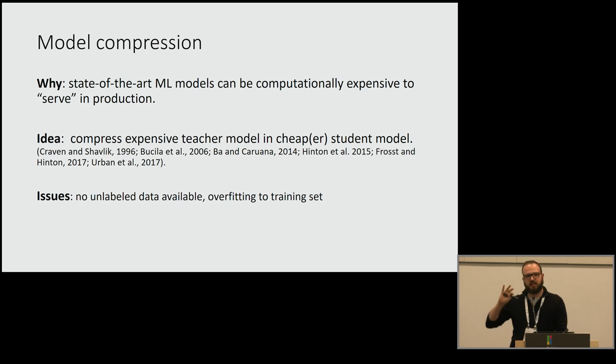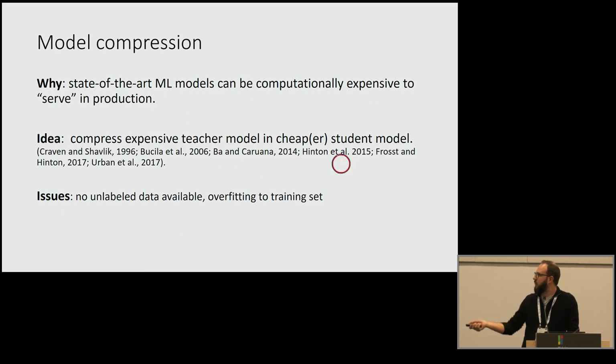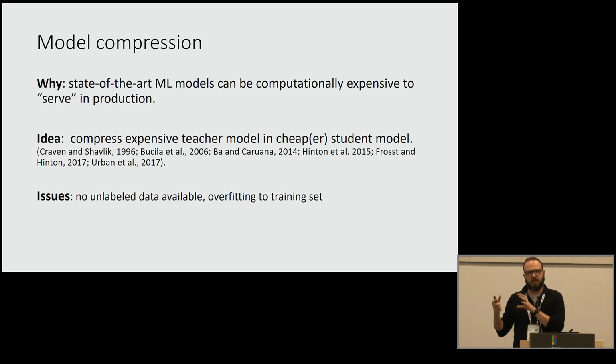Because of that, there's been a lot of research that is all mentioned here in this reference list that allows you to basically take a teacher, which is the complex model, and shift the inductive bias onto a student that is much cheaper to evaluate, but preserves most of the accuracy of the teacher.